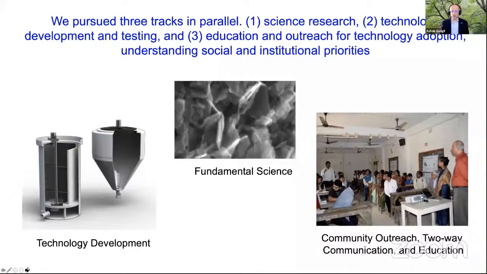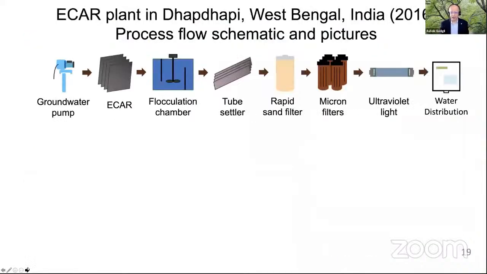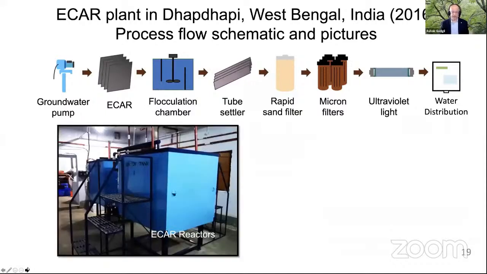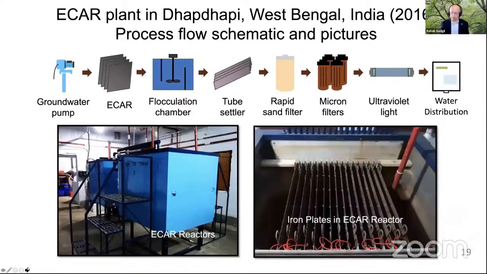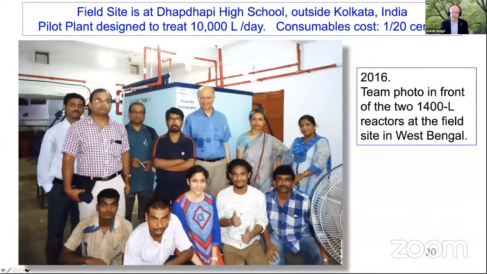So this is a process flow schematic, and this is what the huge tanks look like. This is 2015, about a couple of years after we won the PSIPW prize. And the iron plates in the reactor is what is going to dissolve in the water. Here is a team that I'm working with, a small part of the team. Most of them are professors in India. Some of them are research staff in India, and the reactors are in the background.